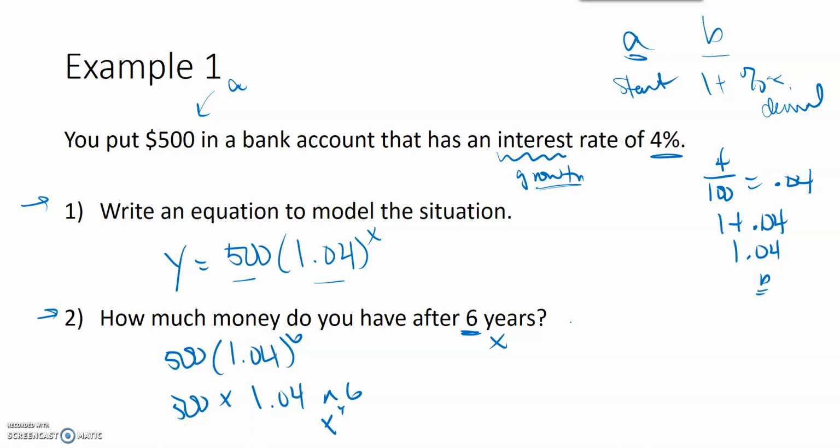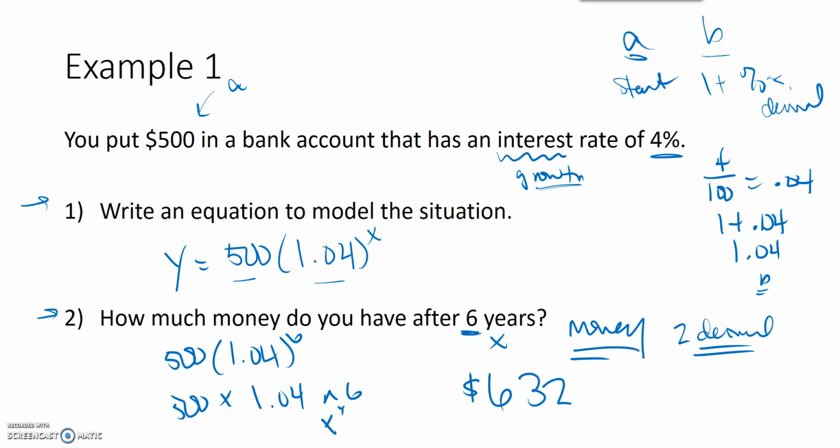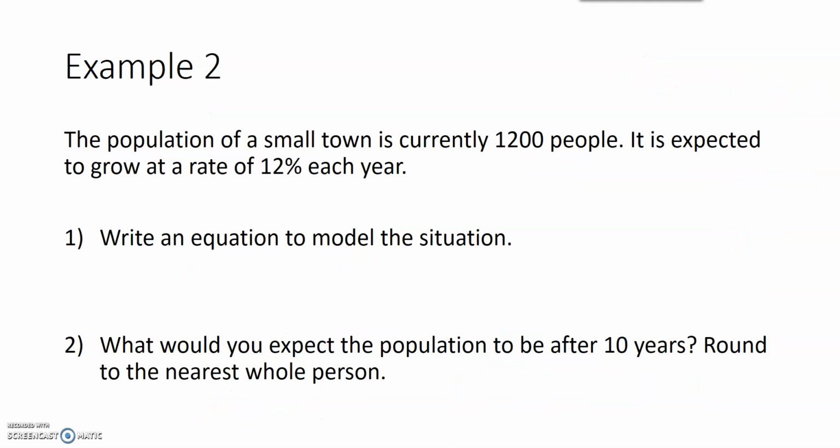Since we're talking about money here, remember that's 2 decimal places. Dollars and then cents. Cents would be 2 decimal places. So our answer is $632. We need to round it appropriately. It's really 659, so that 9 is going to change this number to a 6, so 66. And there's our answer. You would have $632.66.